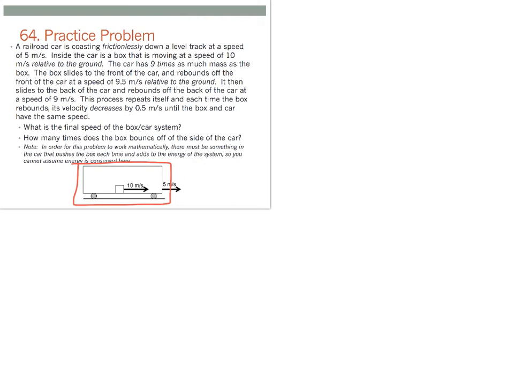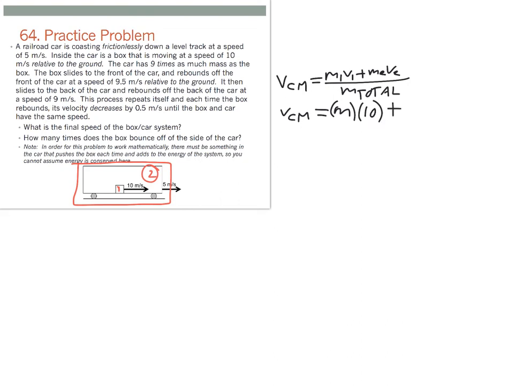So what I'm going to do here is calculate the velocity of the center of mass of the system, because I know there are no outside forces on the boxcar system, and therefore that velocity of the center of mass must remain constant. I know that the car has 9 times as much mass as the box itself. So I'm just going to say the mass of the box is m, and I'm going to call that object 1, and it's moving at a speed of 10 meters per second, plus the mass of the car, which has a mass of 9m, and it's moving at 5 meters per second. And I'm going to divide all of that by 10m. So I see here that the m's are going to cancel out, and what I end up getting is that the velocity of the center of mass of our system here is 5.5 meters per second.